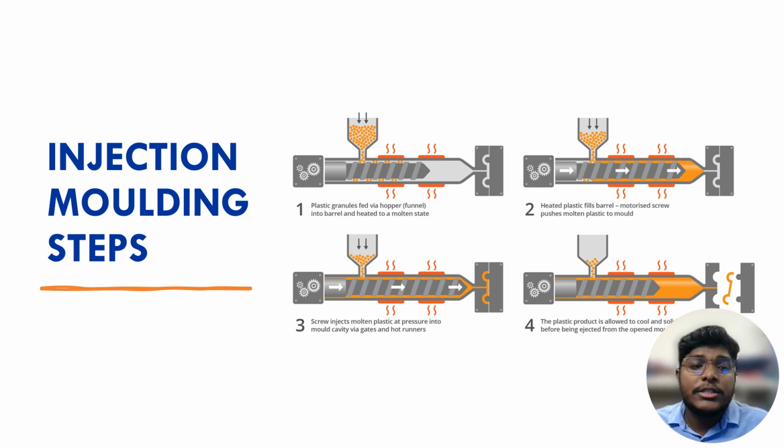This slide is about injection molding steps. The first step is plastic granules fed via hopper, which is a funnel, into the barrel and heated to a molten state. Secondly, the heated plastic fills the barrel and a motorized screw pushes the molten plastic into the mold. Thirdly, the screw injects molten plastic at pressure into the mold cavity via gates and hot runners. Then the final step is the plastic product is allowed to cool and solidify before being ejected from the opened mold.